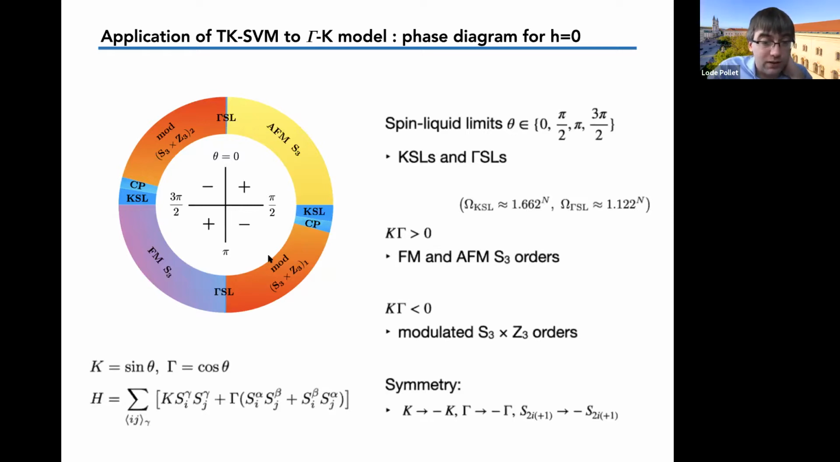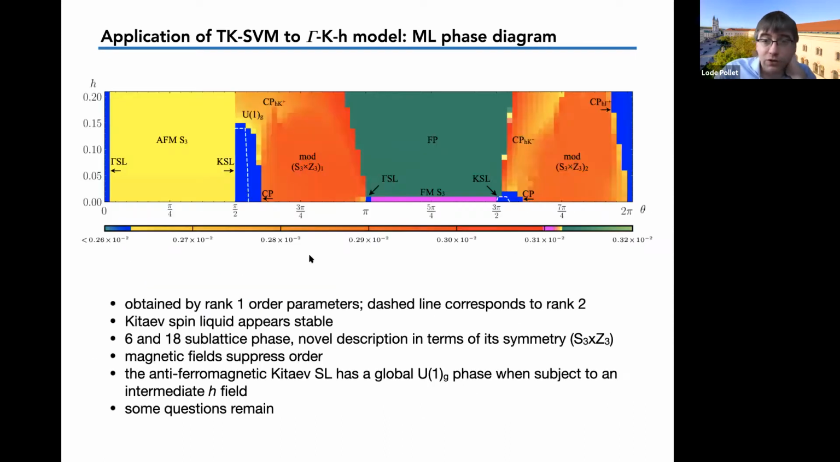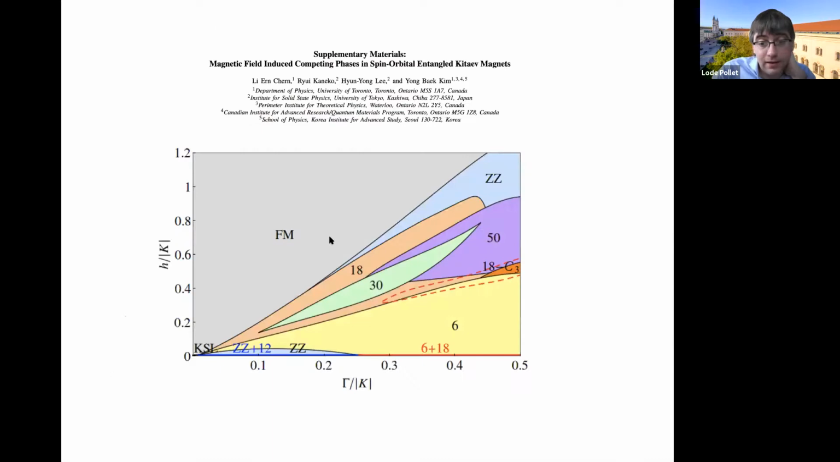So what is new is that this phase is new, this S3 cross Z3, which has an 18-site unit cell, and this one, which is the antiferromagnetic equivalent. And we could also find explicit formulae for the gamma spin liquid, so for the constraint that governs this gamma spin liquid. And I don't want to explain all of this now. I just want to say, if you add a field, you get even more phases. So all of these you see here. And what is nice in what we do is that you get explicit expressions for the order parameter.